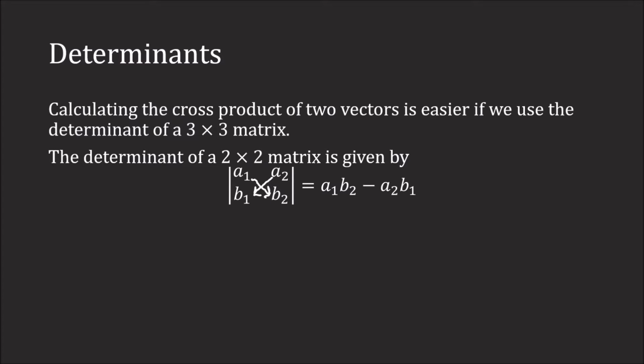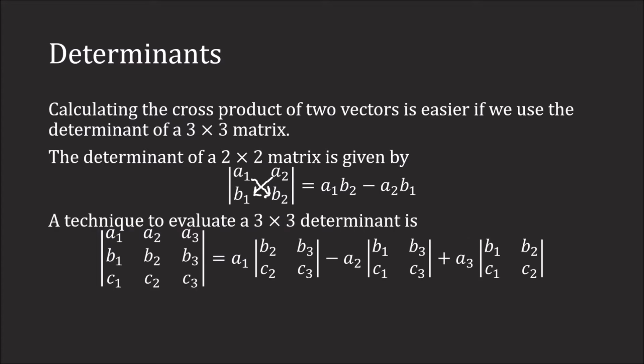The technique that we're going to use in this course to evaluate a 3 by 3 determinant, A1, A2, A3, B1, B2, B3, C1, C2, C3, is such. Take the 1,1 entry, the row 1, column 1 entry. Now cross out row 1, column 1. You're left with this matrix here. So you'll take A1, multiply it by the determinant of this matrix, B2, B3, C2, C3.